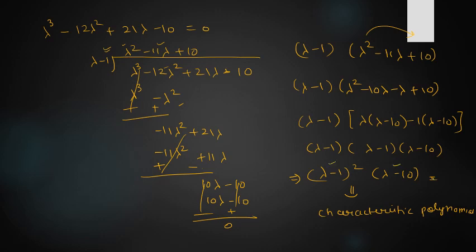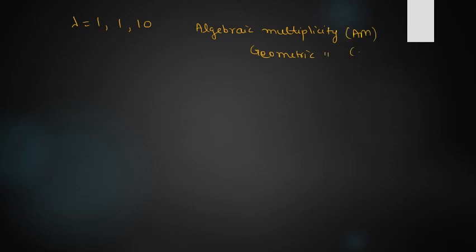So what are the values of lambda? From here, two values are 1, 1, and from here, one value is 10. So that means, if you see, you have got your three eigenvalues as this. Now here are two terms. One is algebraic multiplicity and another one is geometric multiplicity. Okay, so first of all, let's see what we mean by these two. So what we have got is this as characteristic polynomial, right?